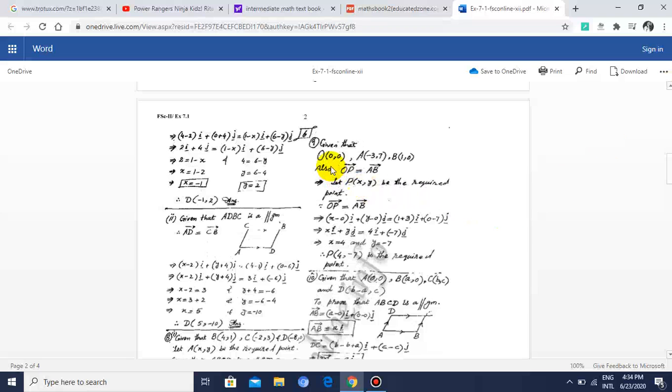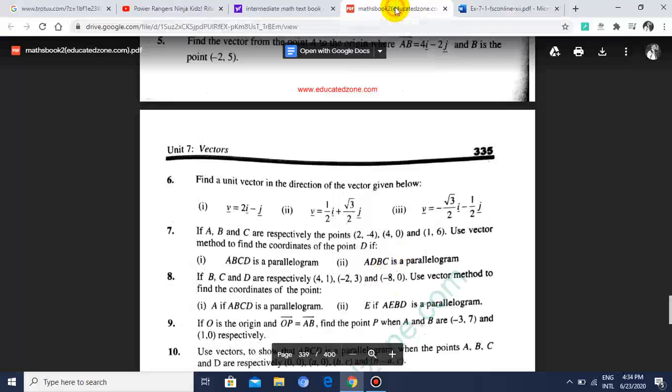Since the coordinates of O we know are (0, 0). The coordinates of A and B are given. Also, the condition is given that OP is equal to AB. Let P be the required point which has the coordinates x and y. By applying the given condition OP is equal to AB, we find the coordinate of the required point. x is equal to 4, y is equal to -7. Now question number 10.